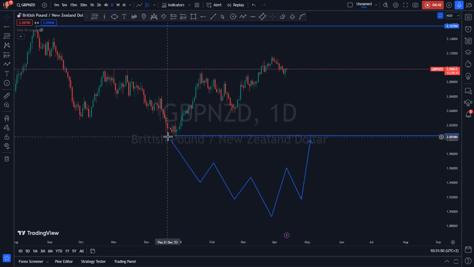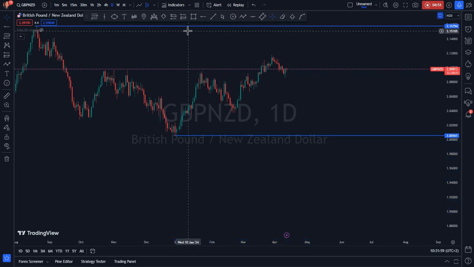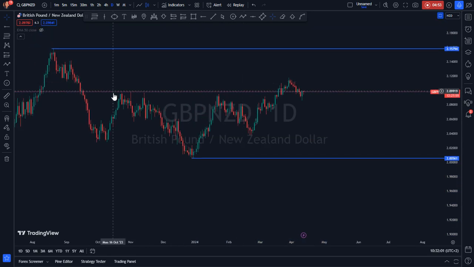Like, if this is the previous high right here, this market has a high potential to reach that same high. That's what we call a 90% rule. So as you can see, now the market has broken above this previous high, right?